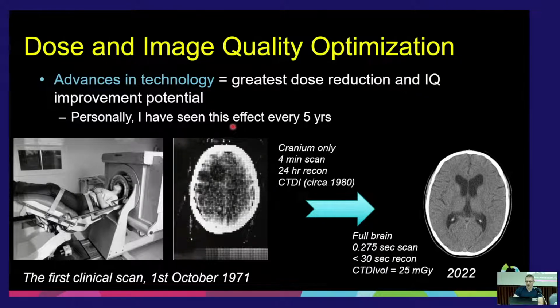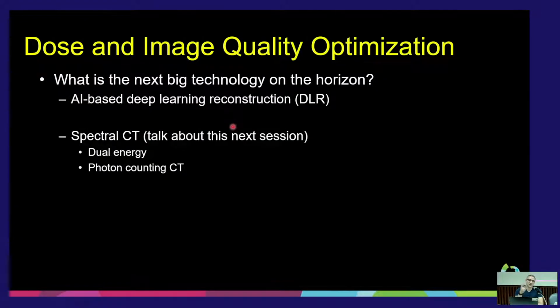So we've already talked a little bit about a couple of things yesterday when it came to image quality. We mostly focused on two different types of CT reconstruction, iterative reconstruction and deep learning reconstruction, and how both of those have enabled really good image quality. So we've reduced the noise quite substantially in the images.